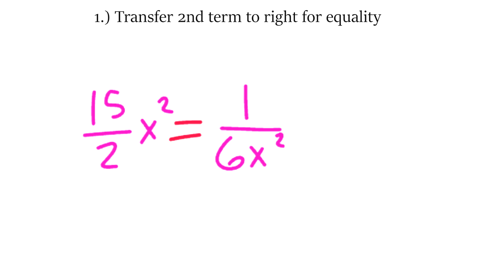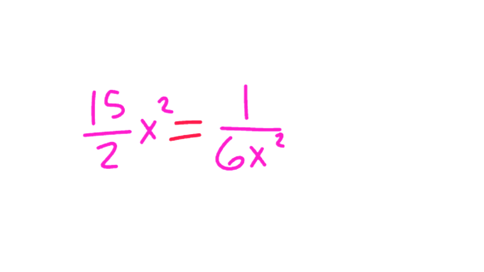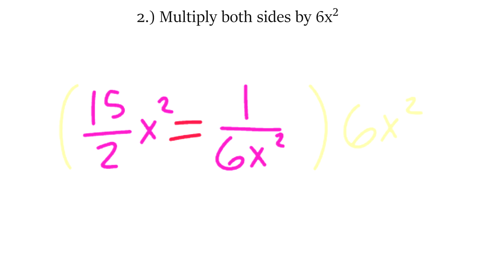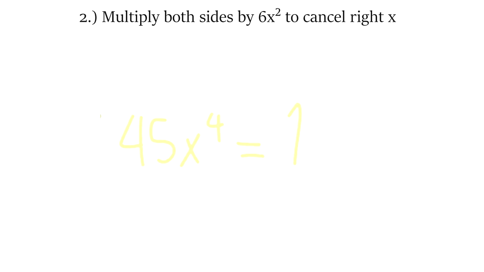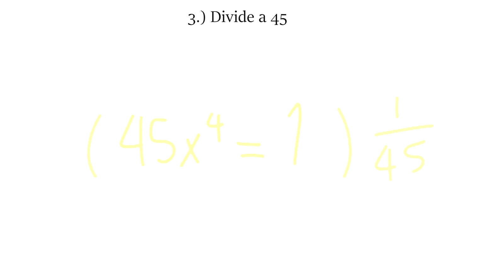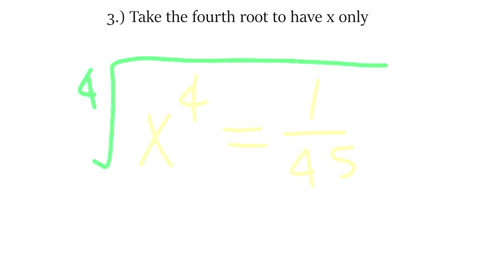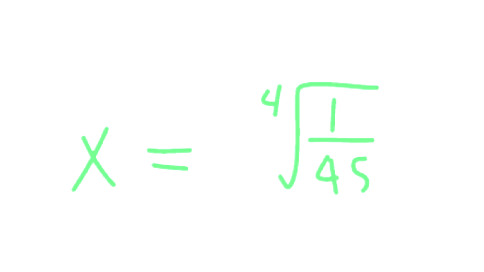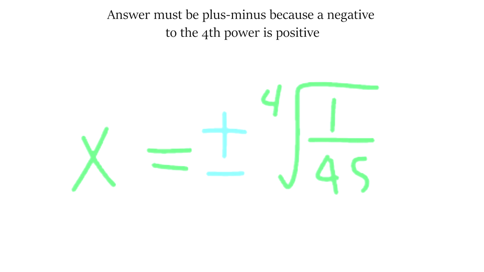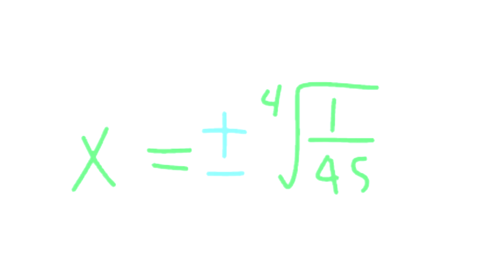Firstly, transfer the second term to the right for equality. Then multiply both sides by 6x squared to cancel the right x. After that, we divide both sides by 45, leaving only an x to the fourth term on the left. Next, we take the fourth root of both sides to get x only, giving us the fourth root of 1 over 45. Since it's the fourth root, our answer must have a plus-minus sign, because the negative to the fourth power is also positive. So overall, we have plus minus fourth root of 1 over 45.